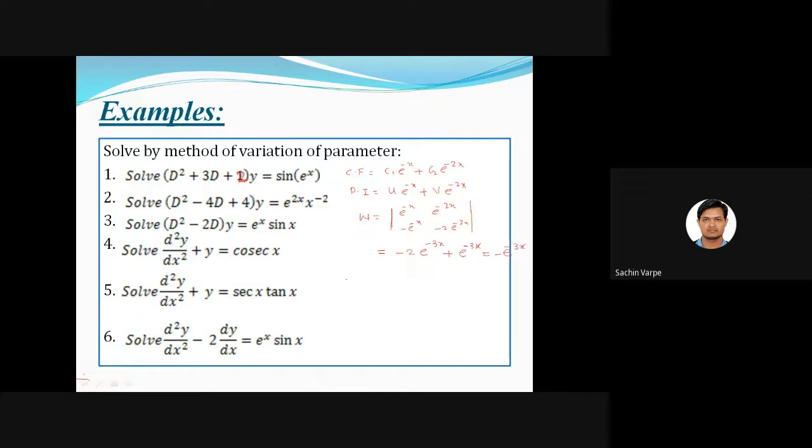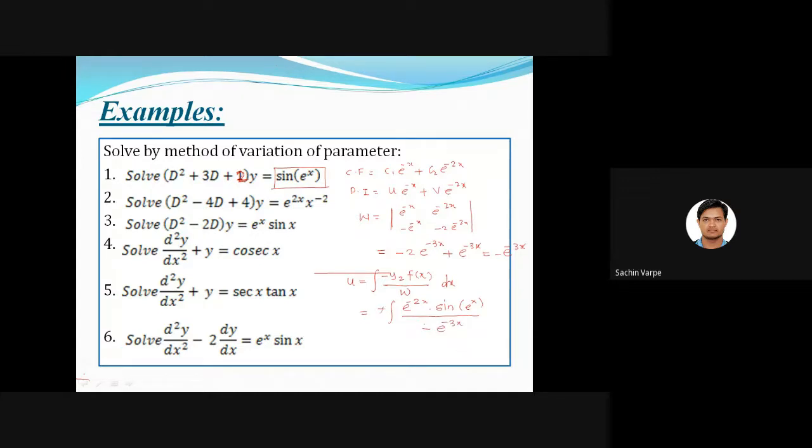So with this w, the formula for u is integration of minus y2 into the right hand side function upon w, that is Wronskian. So that is minus integration of y2. What is y2? e to the power minus 2x into, what is f of x? f of x is the right hand side function, which is sine of e raised to x, upon w. So what is Wronskian here? The Wronskian is e raised to minus 3x.